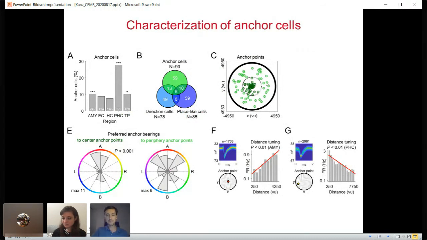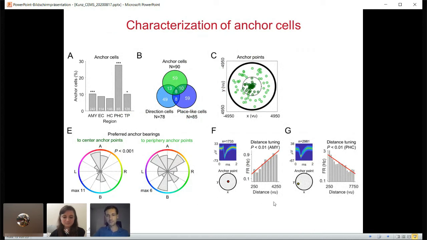In panel C, you can see the spatial distribution of the anchor points, and you can see that they were located both in the center of the environment and also in the periphery of the environment. In panel E, you can see the circular distribution of the preferred anchor bearings. For center anchor points, we observed that the anchor cells preferred anchor bearings of ahead and behind, whereas for periphery anchor points, there was a roughly uniform distribution of preferred anchor bearings in our anchor cells.